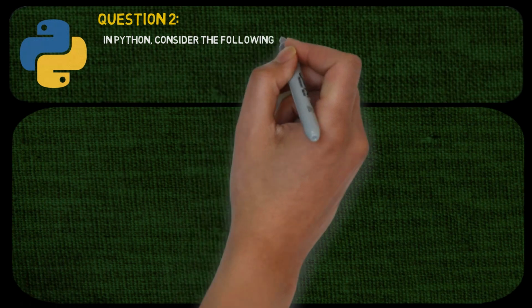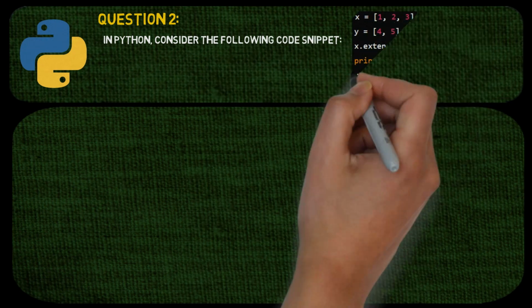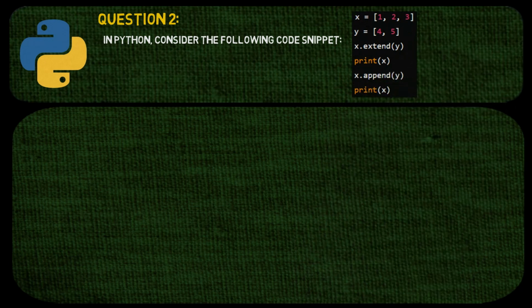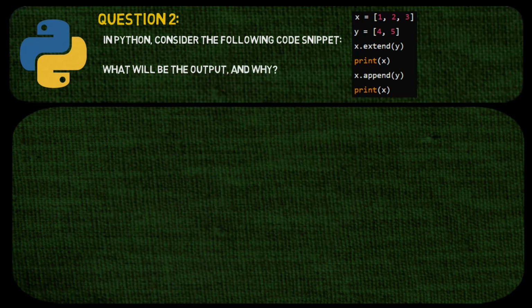Question 2. Moving on, let's talk about lists and the differences between extend and append. Imagine you have 2 lists. What do you think happens when we first extend x with y, and then append y to x? Let's take a look at the code.